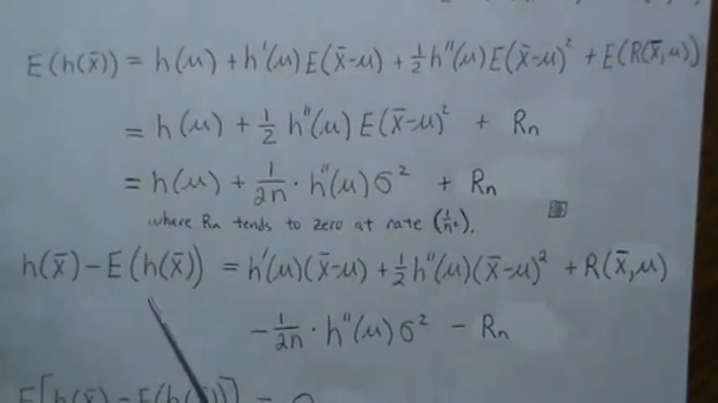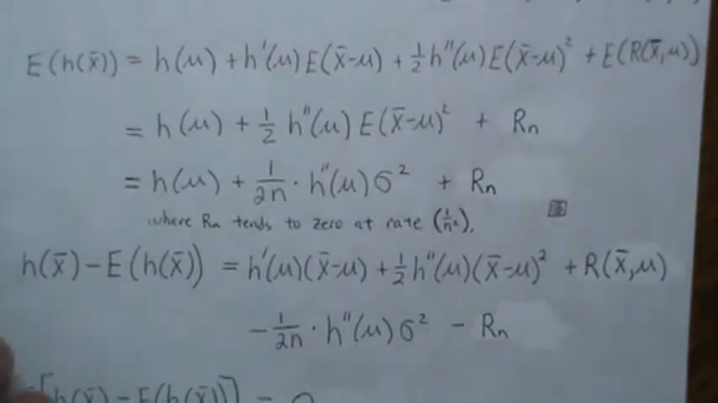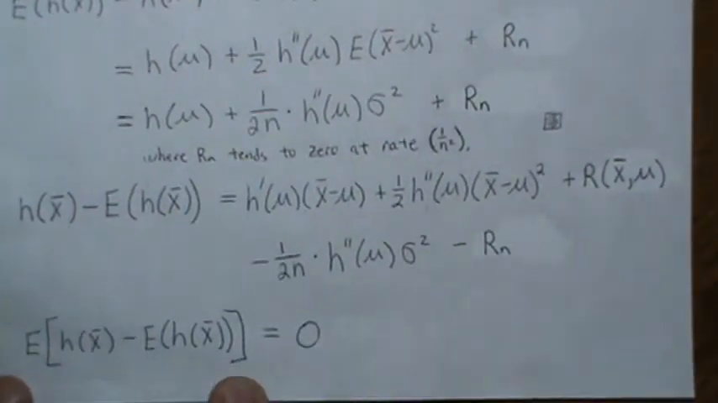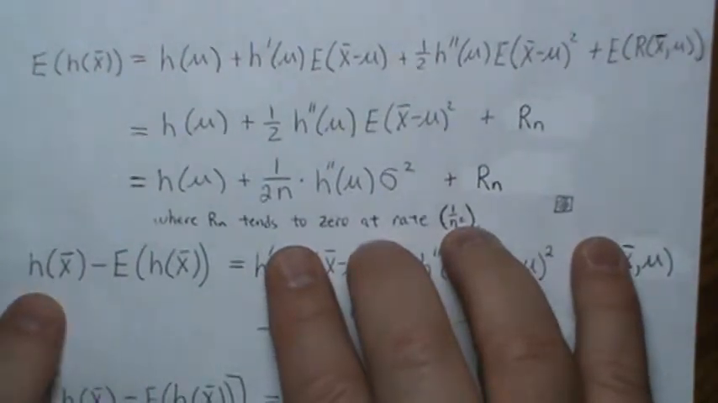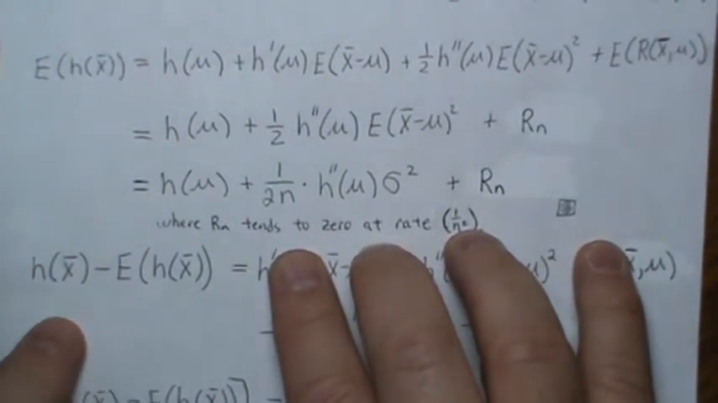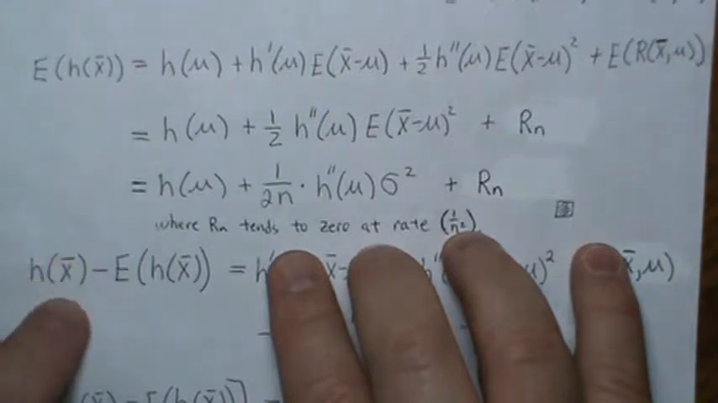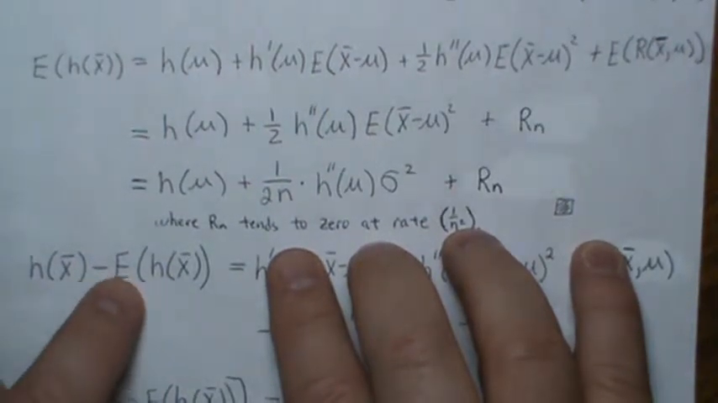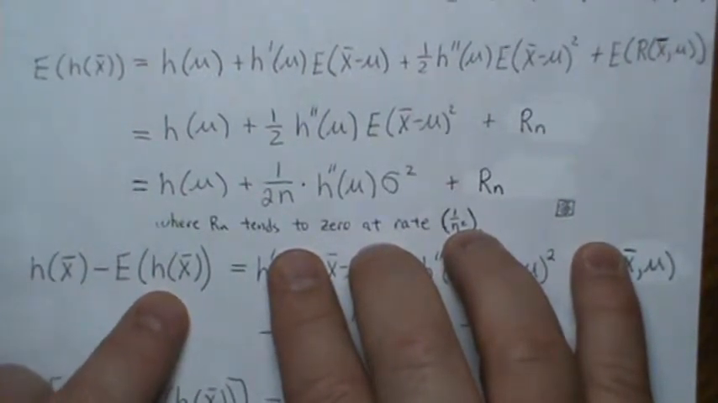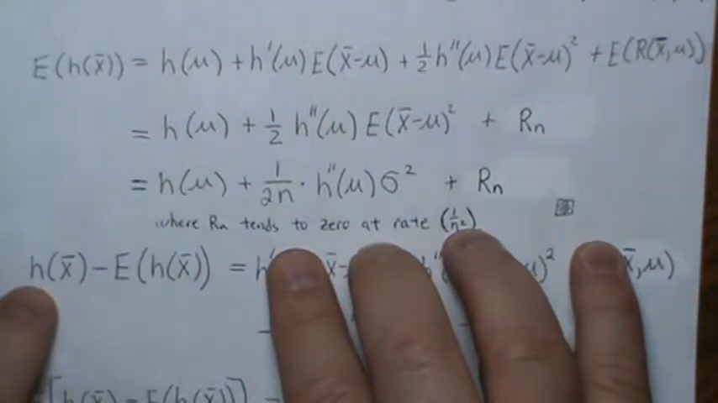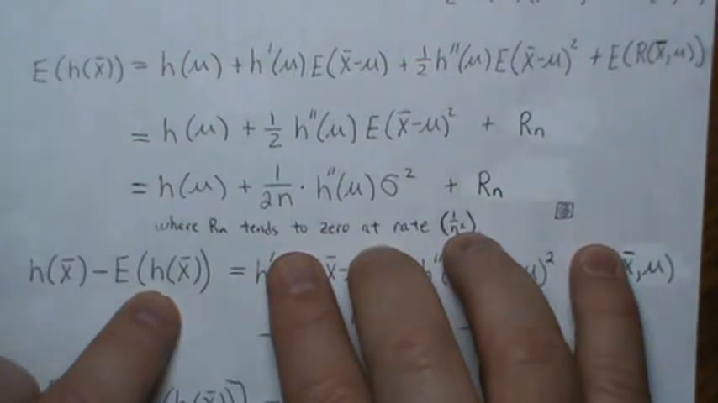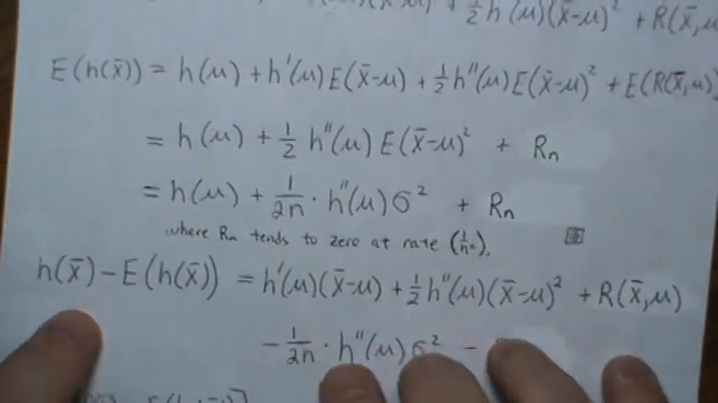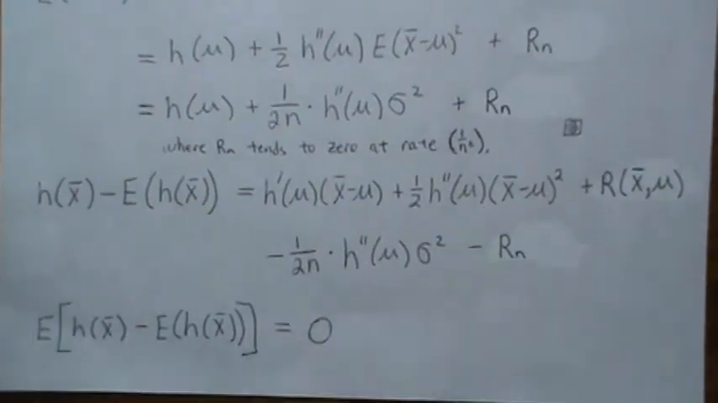Now let's take the expected value of this. Of course the answer is 0, but let's look at it. If we cover up this term, we take the expected value of the whole thing. So the expected value is the expected value of this minus, and this is a constant, so the expected value is just itself. So we have the expected value of h of x bar minus the expected value of h of x bar, so it's 0, right? That's not a big surprise.